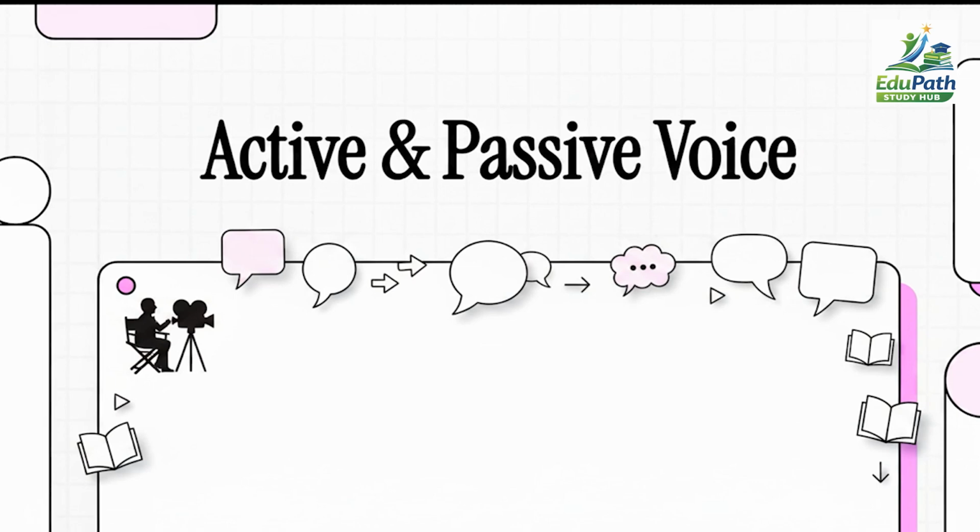Think about it. As writers, we are literally sitting in the director's chair, and we have total control over where the camera points. And depending on where we aim that lens, we completely change the focus of our narrative. That right there is the pure magic of active and passive voice. By the time we wrap up, you're going to know exactly how to direct your own sentences like a pro.